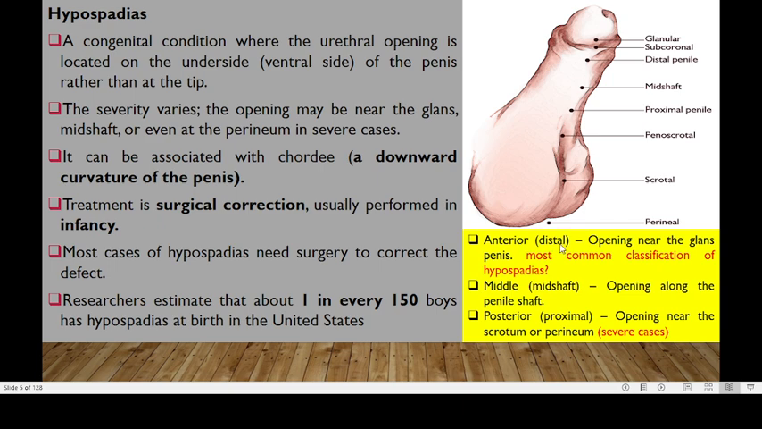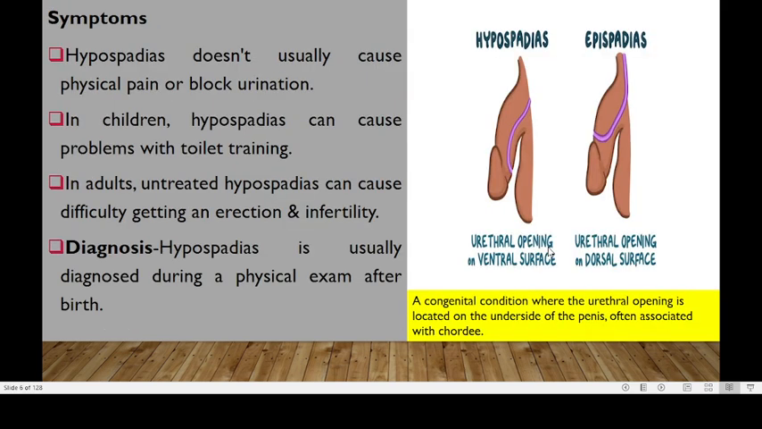Anterior, or the distal one, right? Thank you so much. So what are some of the symptoms of hypospadias? Well, hypospadias does not usually cause physical pain or block urination. In children, hypospadias can cause problems with toilet training. In adults, untreated hypospadias can cause difficulty getting an erection and consequently infertility.